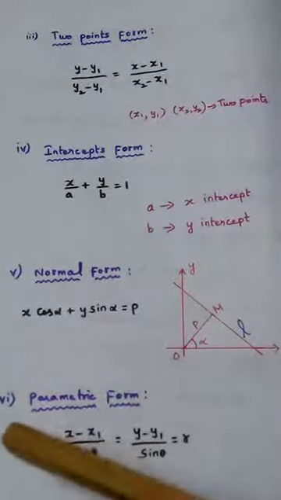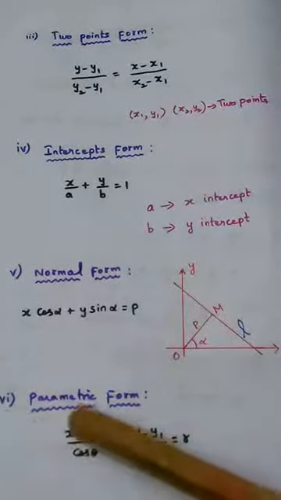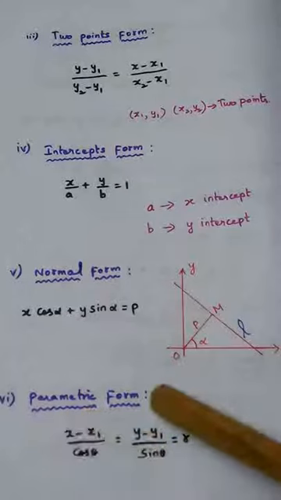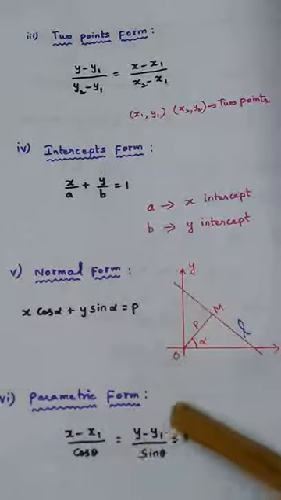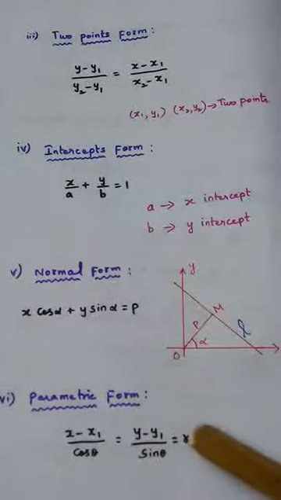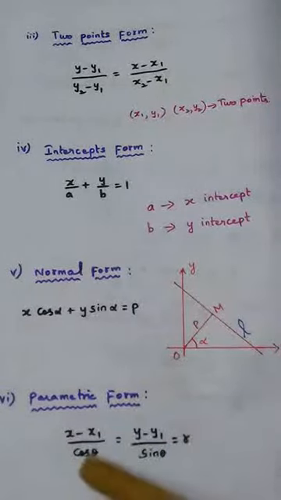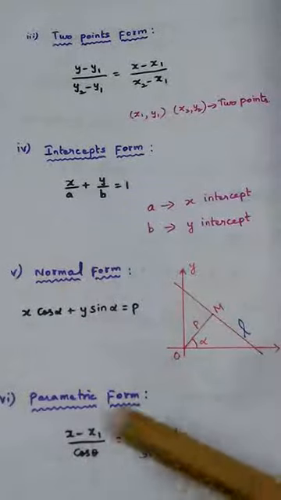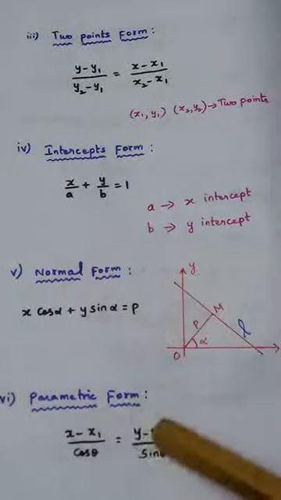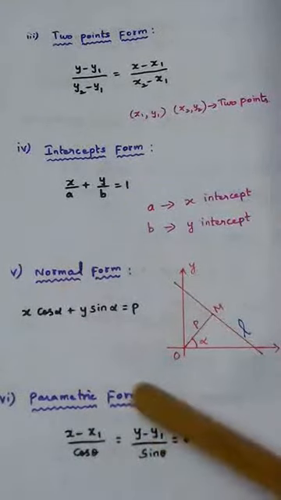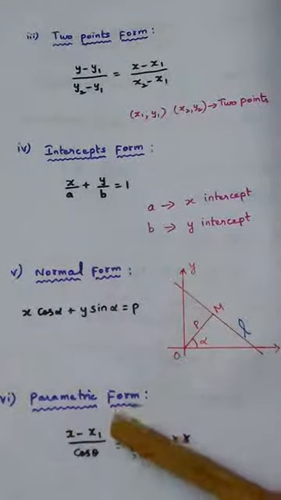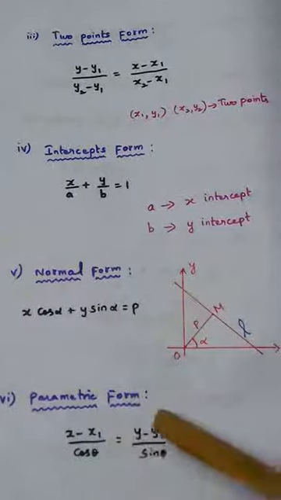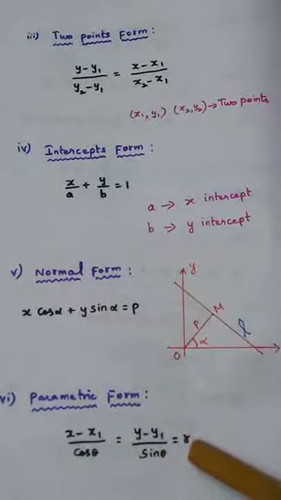And final one, sixth format, parametric form, x minus x1 by cos theta equal to y minus y1 by sin theta equal to r. So theta is nothing but, we will see while doing the problem, x1 and y1 are nothing but point on the straight line. Parametric form means we should say the equation of straight line is x minus x1 by cos theta equal to y minus y1 by sin theta equal to r.